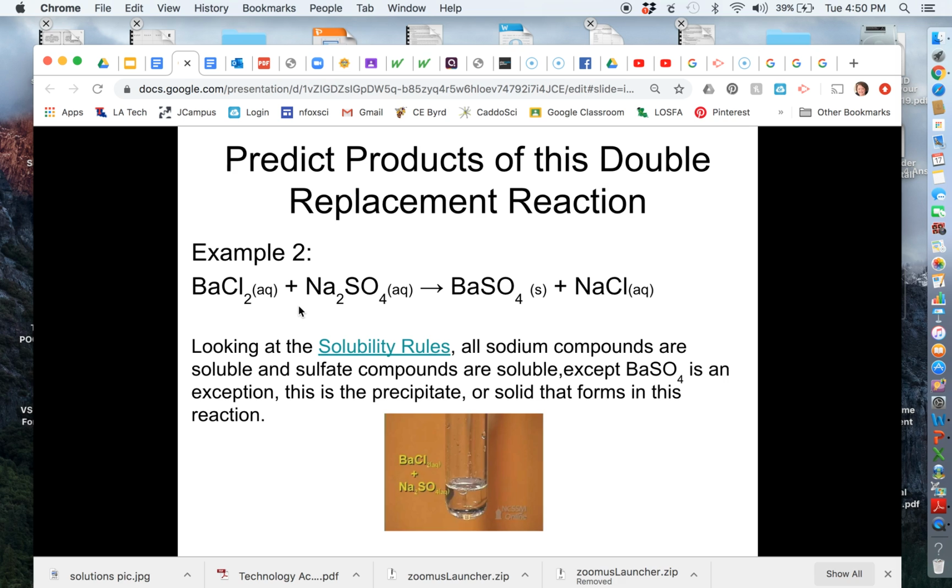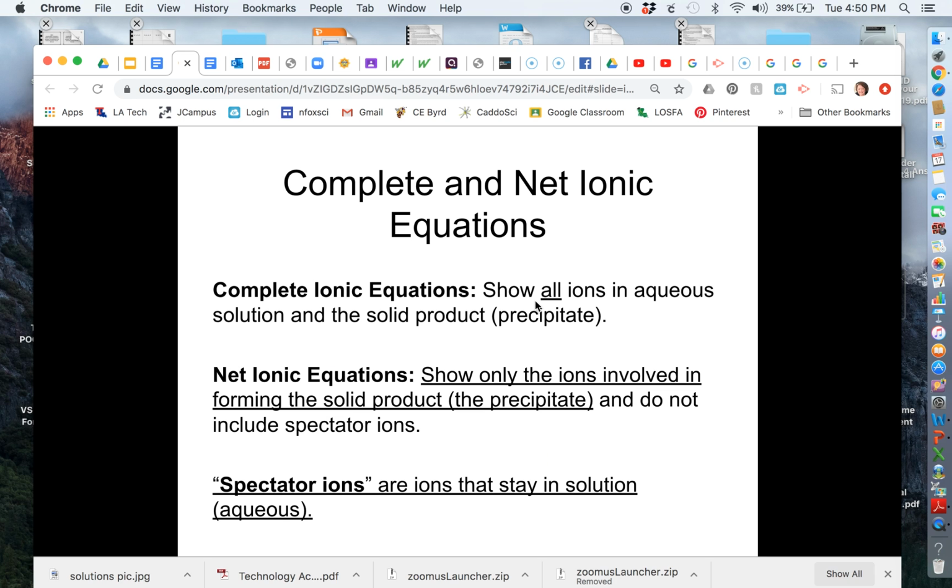Okay, so we determined that barium sulfate is the solid because all sodium compounds are soluble, so it can't be this sodium compound. And then all sulfate compounds are soluble except for barium sulfate, which was listed as insoluble. So that's the solid precipitate.